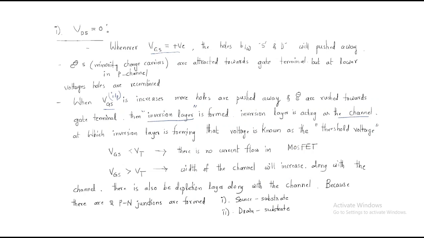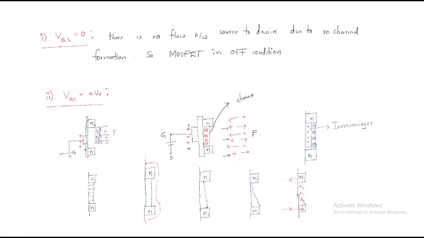The voltage at which the inversion layer is forming is known as the threshold voltage. Initially, at low VGS, there is no formation of the inversion layer. When increasing VGS, the inversion layer will be formed. At which input voltage the inversion layer is formed, that voltage is known as the threshold voltage. Okay, yes.